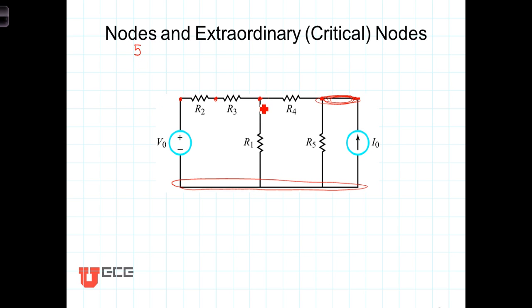And now we have this node here where we have more than 2. We have 3 or more branches coming to these. Those types of nodes are referred to as extraordinary nodes or critical nodes. In other words, a node is a place where 2 or more branches come together. An extraordinary or critical node is a place where 3 or more branches come together. In this case, we have 1, 2, 3 extraordinary or critical nodes.